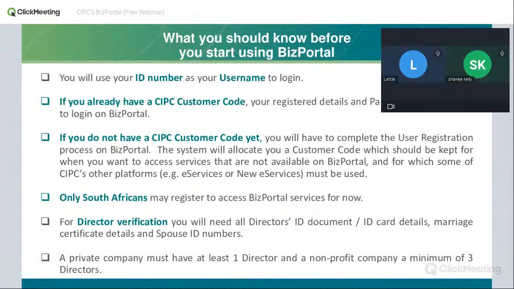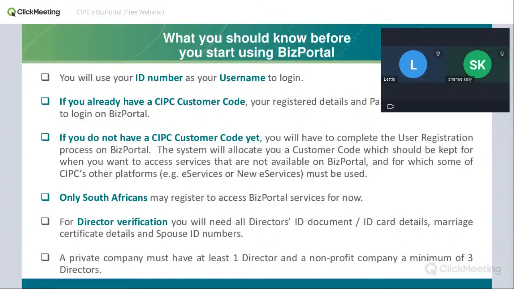What should you know before you start using this portal? You will use your ID number as your username to log in. If you already have a CIPC customer code, your registration details and password will allow you to log in on BizPortal. If you do not have a CIPC customer code yet, you will have to complete the user registration process on the BizPortal platform.